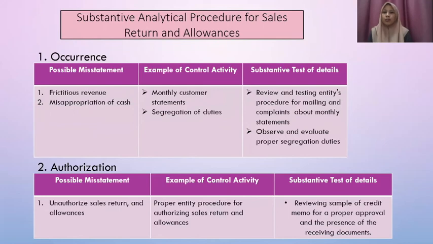So for the occurrence, the possible misstatement that could occur from sales return and allowances transactions is fictitious revenue and misappropriation of cash. For fictitious revenue, the management can control by ensuring the monthly customer statements are given to the customer, and the auditor can review and test the entity's procedure for mailing and complaints about monthly statement.